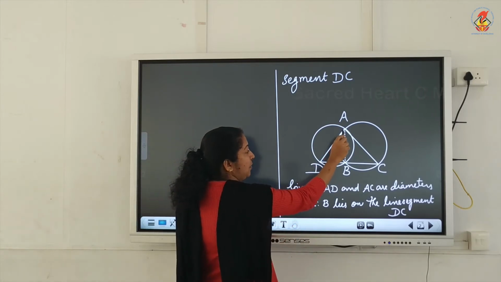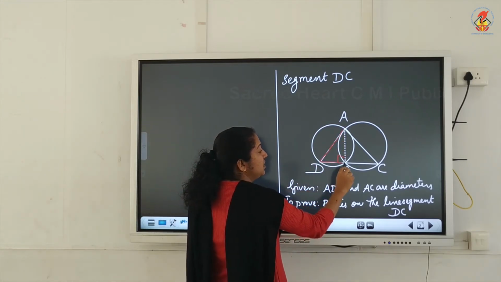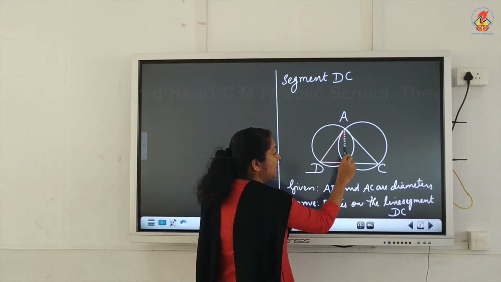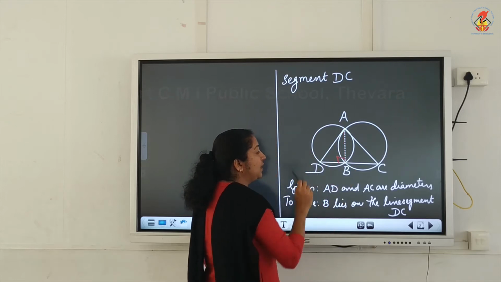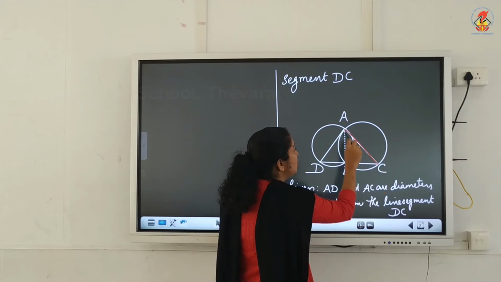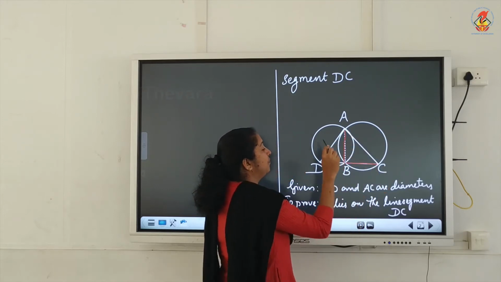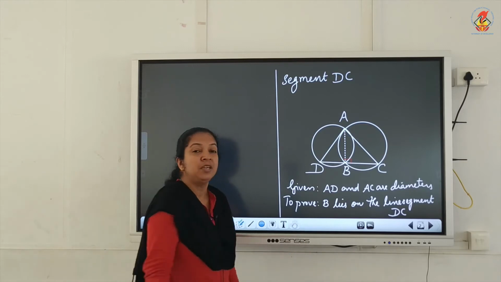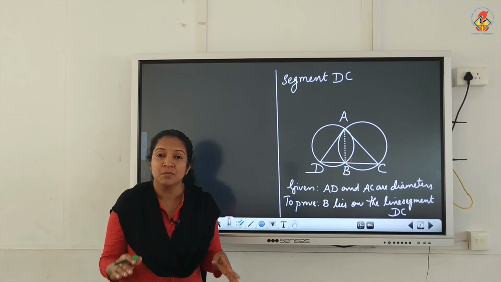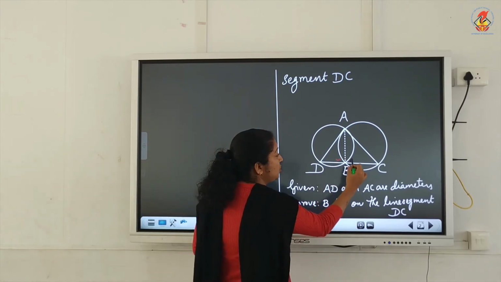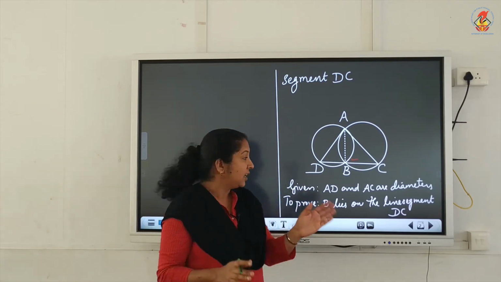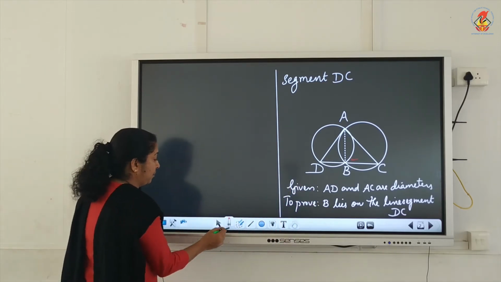So this angle is made by this chord AD. That means AD is the diameter. So what we can say is angle ABD is equal to 90 degree. Same way AC is the diameter. So angle ABC is the angle made by this diameter AC, which is again equal to 90 degree. That means angle in a semicircle is 90 degree. So if these two are 90, the sum is 180. That means B lies on DC.